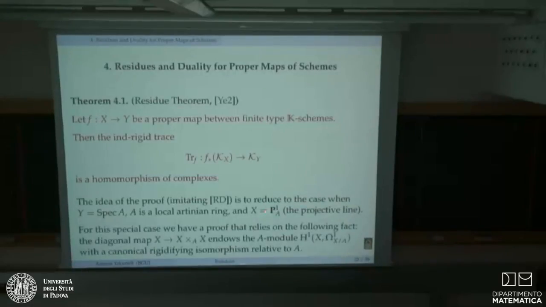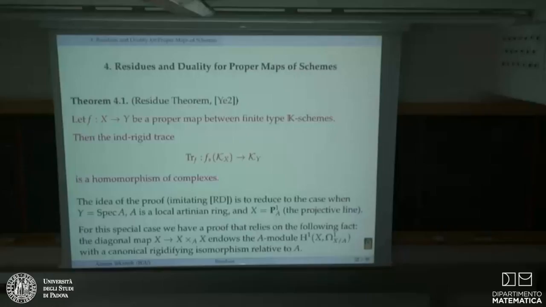So it's enough to reduce to the case of the projective line, not over a field, but over an Artinian local ring. That's a rather easy reduction by the functoriality of things. But then how do you prove it for that case? So the thing is this. X is our projective line over this Artinian ring A. You embed the projective line diagonally in X cross X.